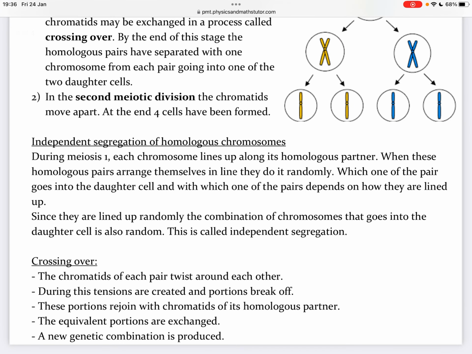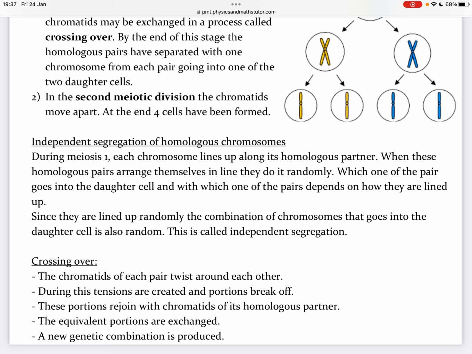Independent segregation, basically, the definition is that homologous pairs randomly separate during meiosis 1 into separate cells. So, during meiosis 1, each chromosome lines up along its homologous partner. When these homologous pairs arrange themselves in line, they do it randomly. Each one of the pair goes into a daughter cell, and which one goes with which depends on how they are lined up. Since they are lined up randomly, the combination of chromosomes that goes into the daughter cell is also random. That's why they're genetically different, and this is called independent segregation.